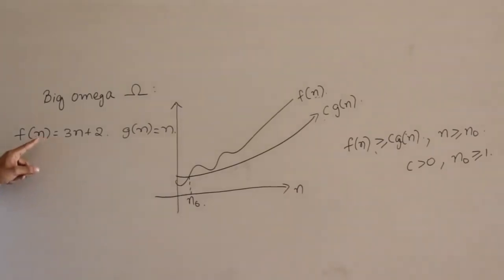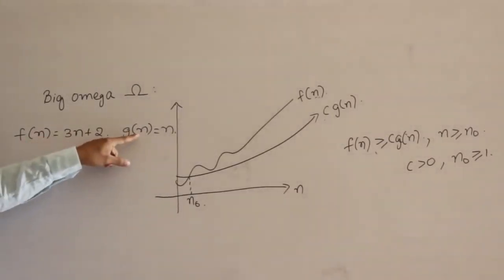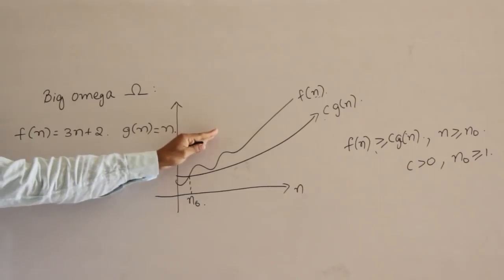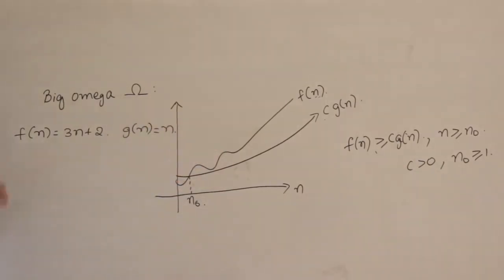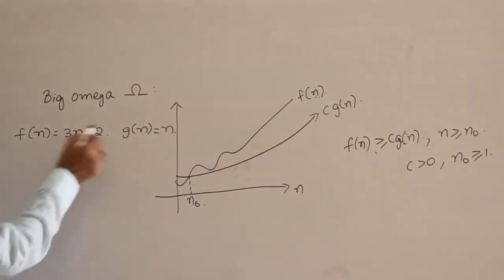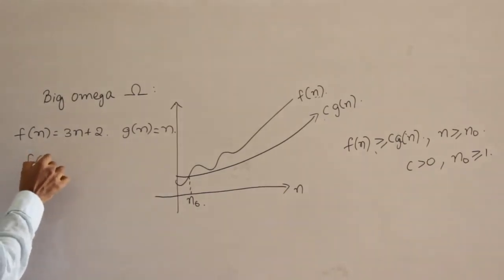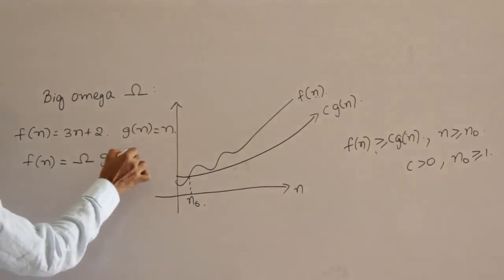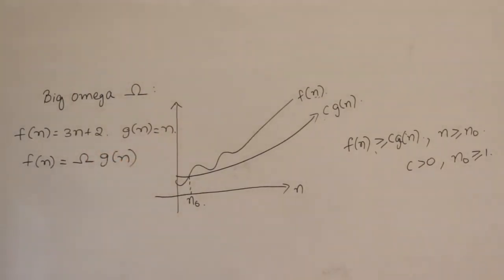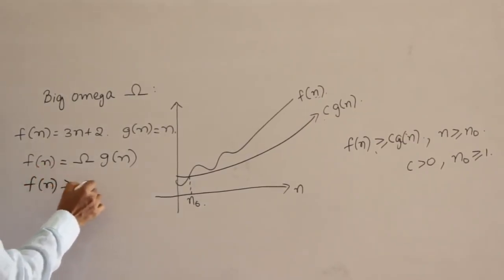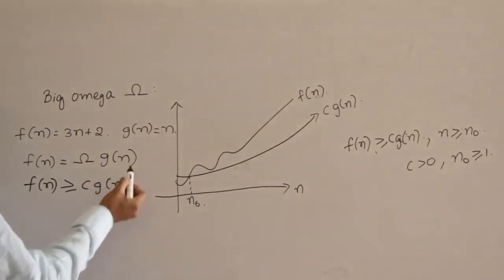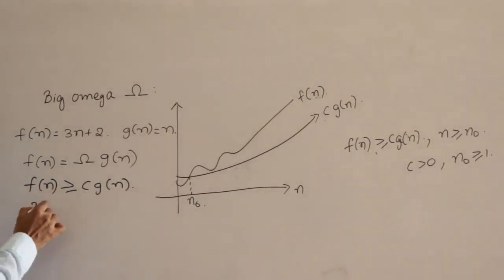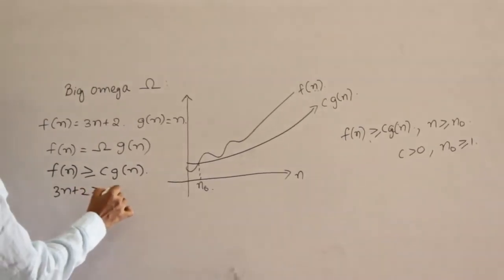So can this f of n be bounded by g of n, which means can f of n have g of n as a lower bound? Just check this. If f of n has to be big omega of g of n, then f of n should be greater than or equal to c into g of n. So f of n, 3n plus 2, has to be greater than or equal to n.